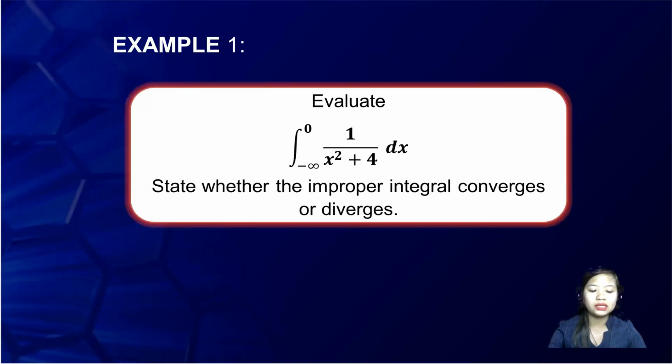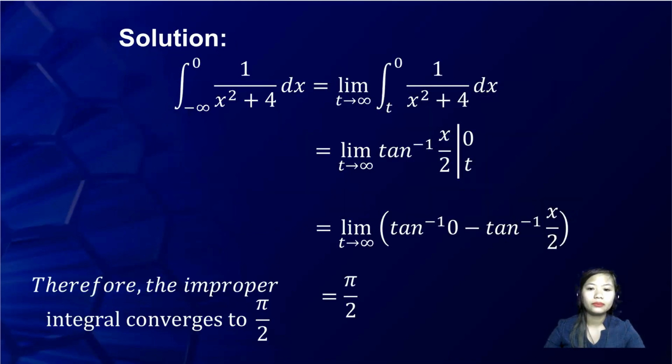So for us to understand it more, let's proceed to example number 1. Evaluate the integral of 1/(x² + 4) dx from negative infinity to 0. State whether the improper integral converges or diverges. As the solution, this is our given function, the integral of 1/(x² + 4) from negative infinity to 0.